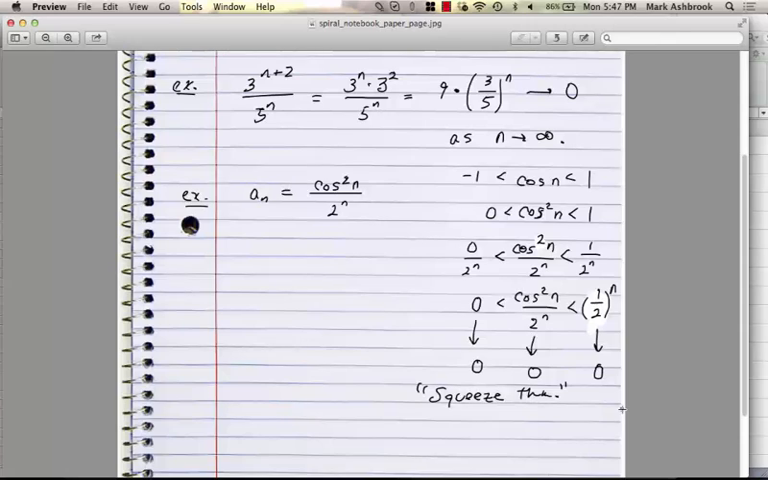So it's not good enough that these two just converge. They have to converge to the same thing. These both converge to 0, therefore ours converges to 0. The one that's always in between. That's the idea of the squeeze theorem. Okay, another example. A couple more.